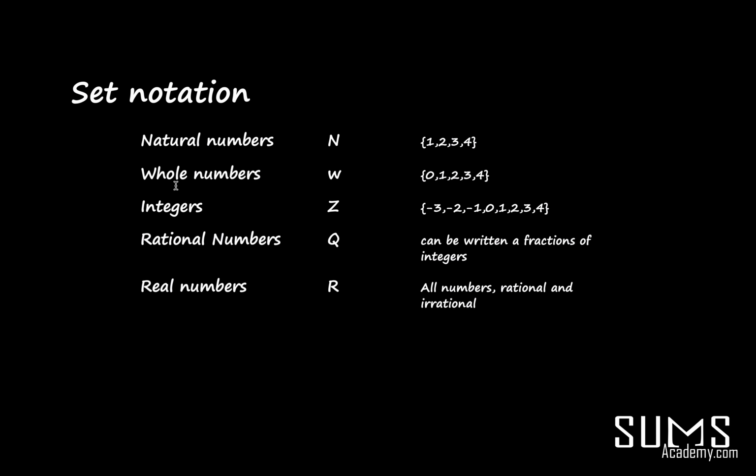These are all subsets of these ones here. So you have rational numbers. They're numbers that can be written as fractions of integers, so 2 over 3, 1 over 2. It's getting more and more diverse as you go up. Then you have real numbers, which include all numbers, rational and irrational. So an irrational number would be like pi. It kind of goes on forever and ever. So these are what all the letters relate to, but we'll mostly be dealing with real numbers in this course.